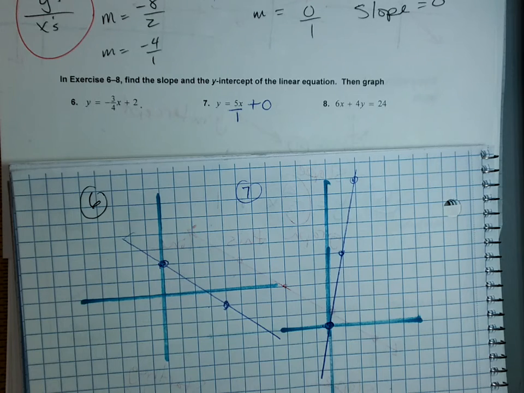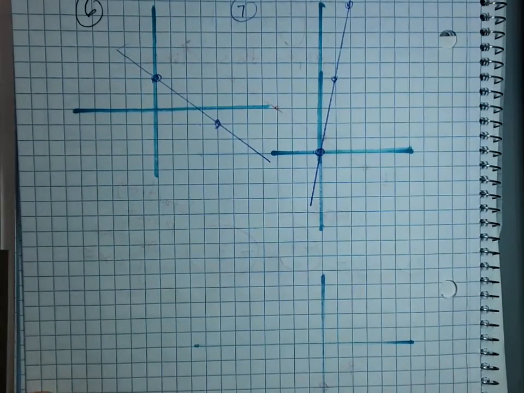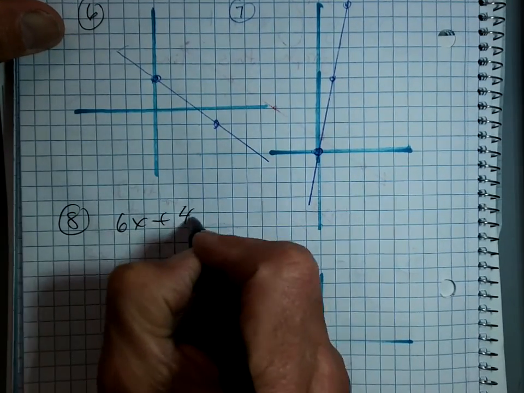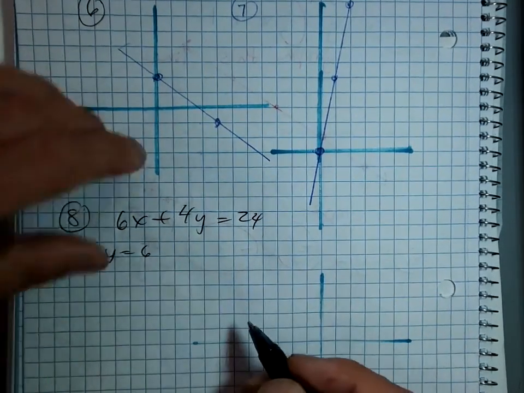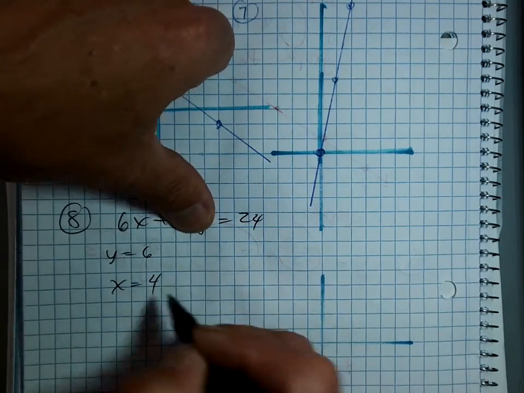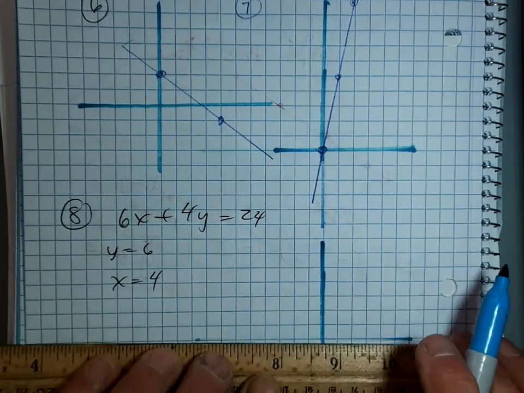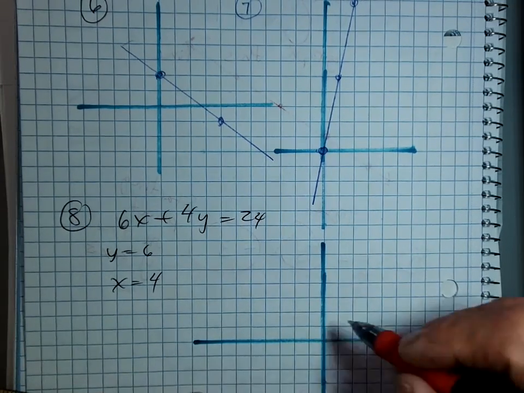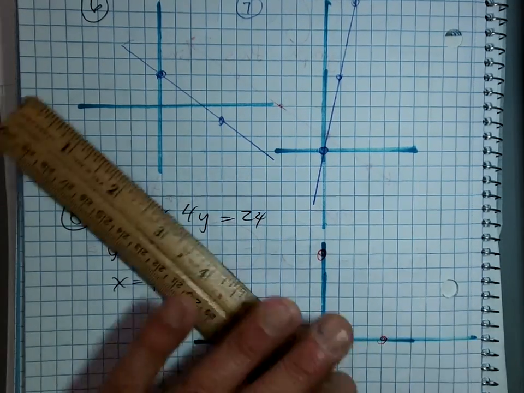So if I do the cover-up method, I'll slide my paper up. I'm going to rewrite this real quickly, and I'm almost done. I had 6x plus 4y equals 24. Cover up, y equals 6. Cover up, x equals 4. And I want to make a big point here in a second. Okay. And my graph would look like this: 1, 2, 3, 4, 5, 6, and 1, 2, 3, 4.